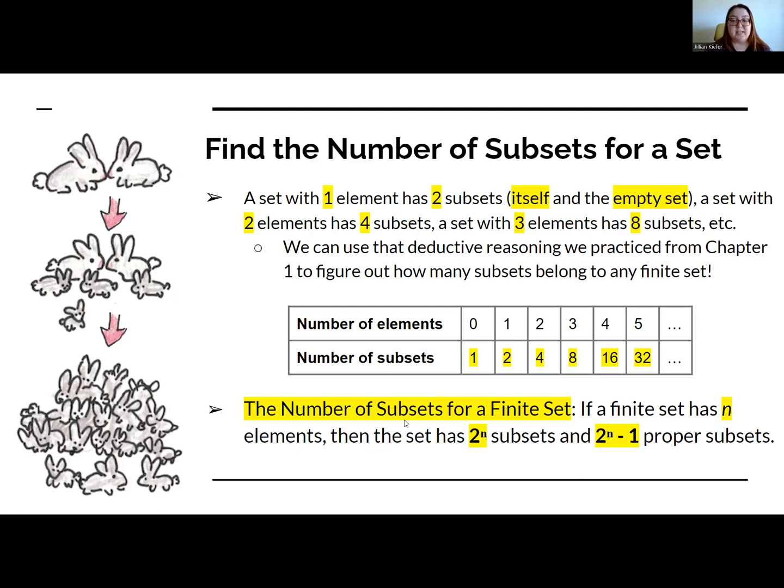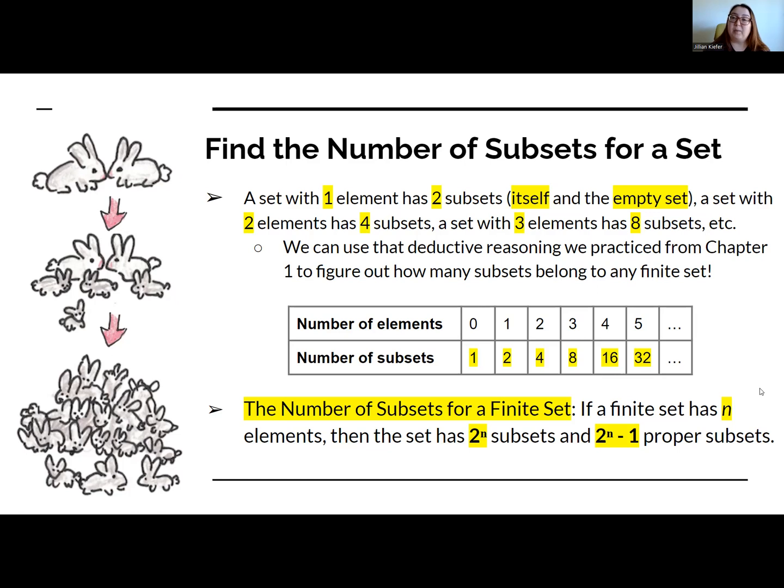We say the number of subsets for a finite set, because typically we only find subsets for finite sets. We'd say if a finite set has n elements, then the set itself would have 2 to the power of n subsets. So for example, 2 to the power of 1 is 2. 2 to the power of 2 is 4. 2 to the power of 3 equals 8. 2 to the power of 4 equals 16. And 2 to the power of 5 equals 32. And it continues on in that way.